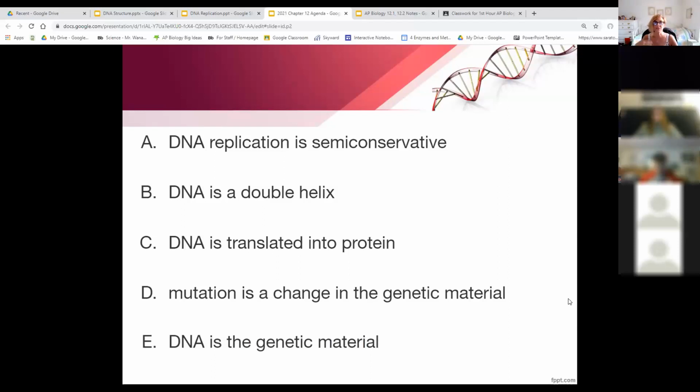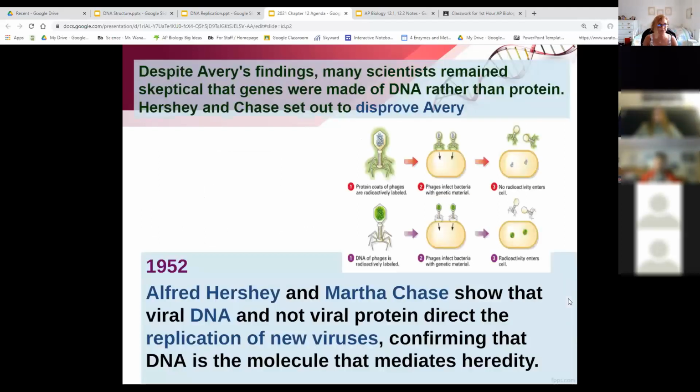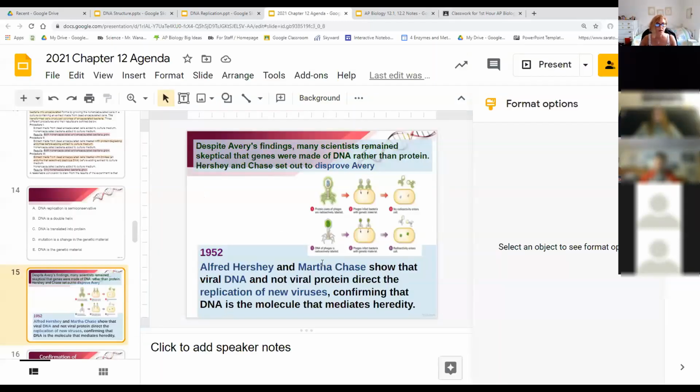So even though you guys haven't read that part, you're going to get experiments that maybe you haven't read about. This is kind of how you have to think through those. What was the question being asked? Okay, so DNA is the genetic material was the answer. So I'm not going to go into Hershey and Chase. You have my entire lecture of this. I put it in Google Classroom.